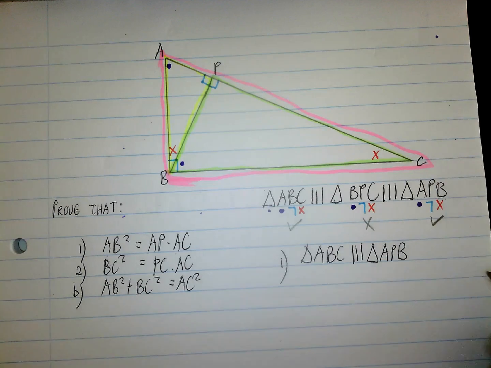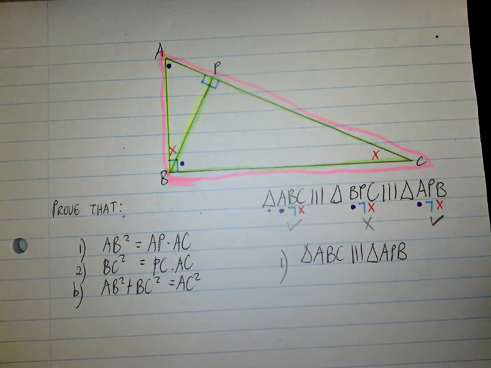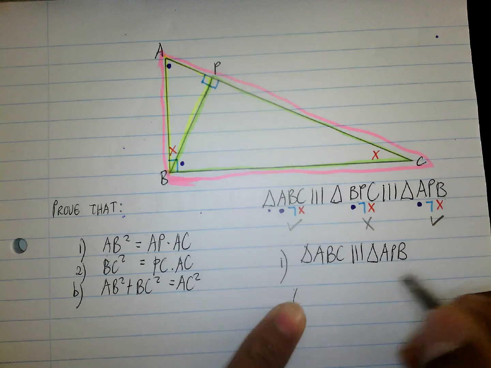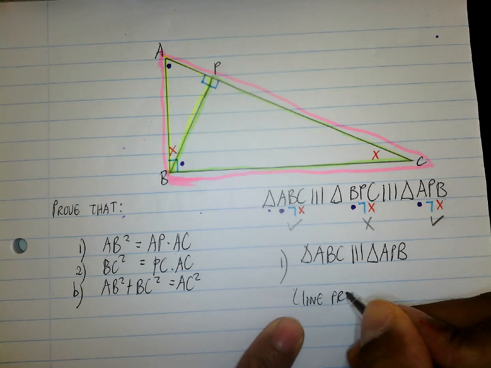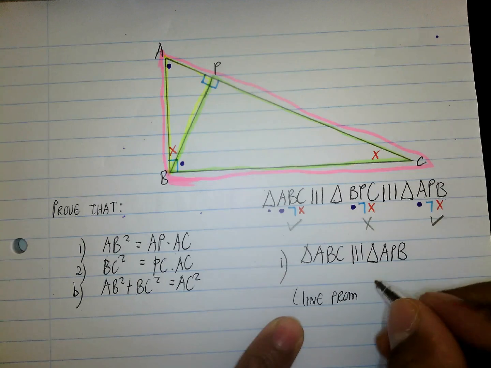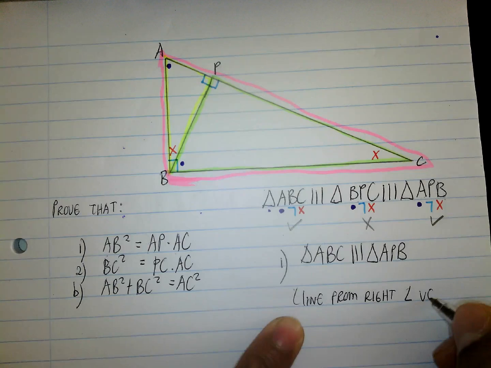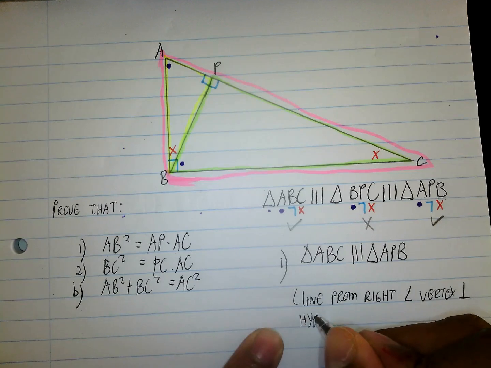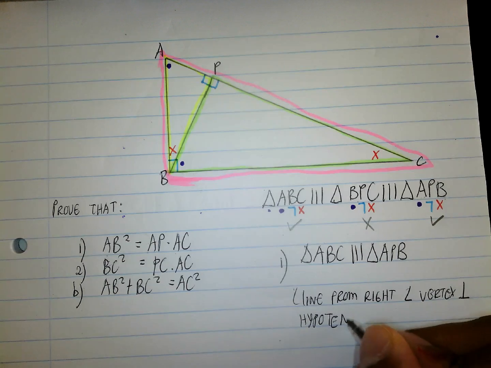Your reason, I don't have space. Let me just write it. So you just have to write it on your right-hand side. So it's going to be: line from right angle vertex perpendicular to hypotenuse. Right, that is going to be your reason, right?